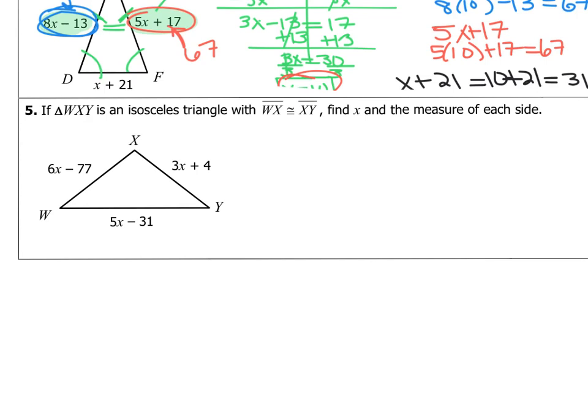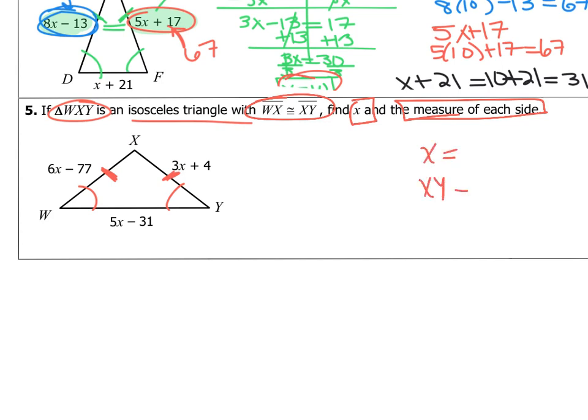We have triangle WXY is isosceles with sides WX and XY congruent. So let's outline that here. This is congruent to this, telling me it's isosceles. I know the base angles are congruent. We want to find the measure of angle X and the measure of each side. So we need to solve for x. We need to find the length of XY, YW, and WX. We want to find all those lengths.